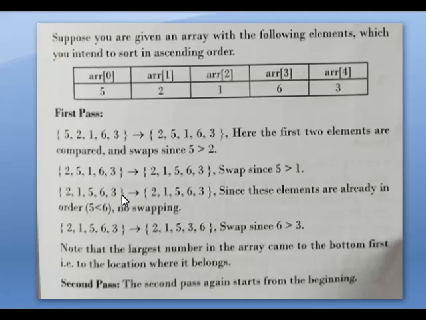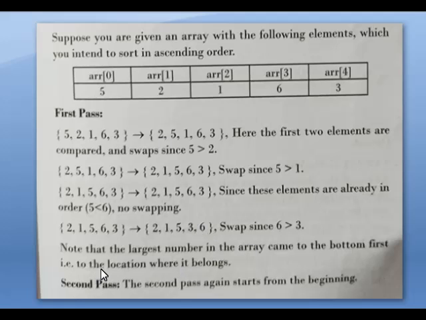The next step, we are going to swap 6 and 3. So 6 is compared with 3. 3 is the smallest element, so 3 will come here and 6 will go there. So it is like this: 2, 1, 5, 3, 6. The first pass is over and we got the array like this: 2, 1, 5, 3, 6.